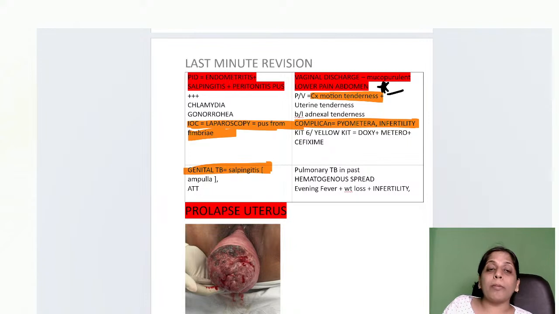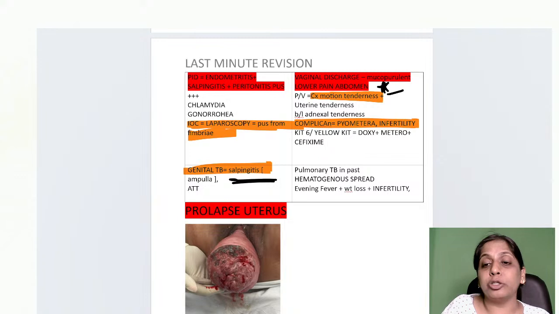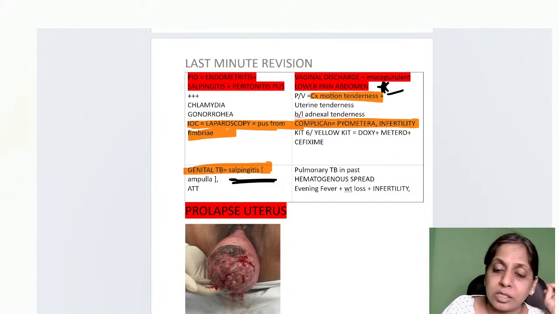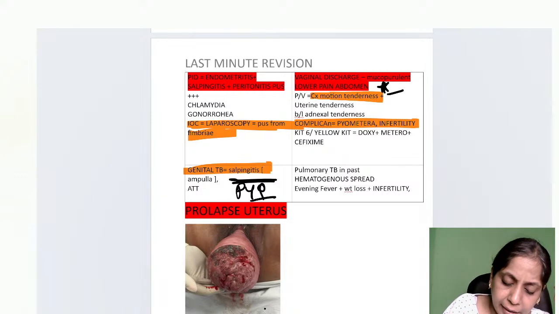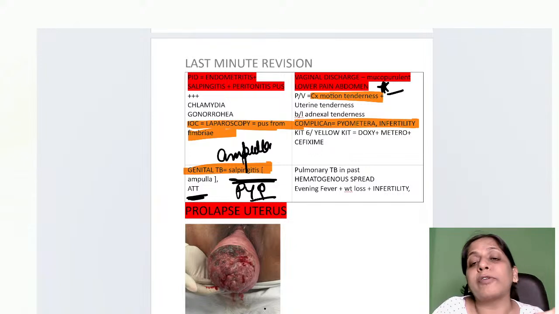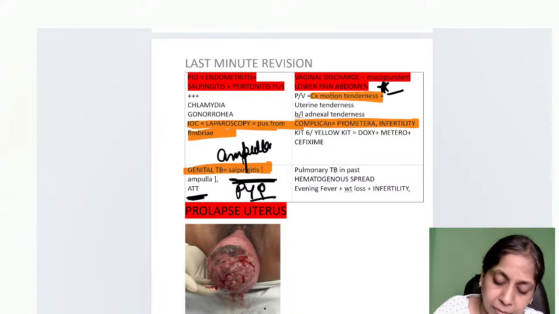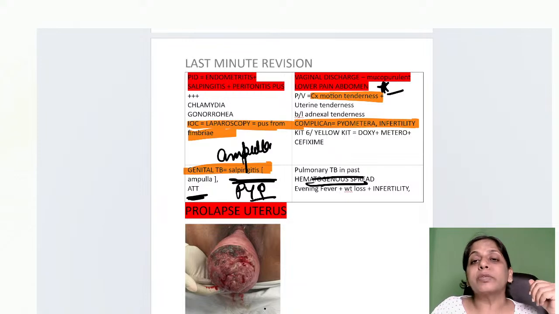Genital TB: the most common organ involved in genital TB is the fallopian tube. This is the PYQ. And here the most common site is the ampulla. The source of infection, due to which the tubes are getting infected, is pulmonary TB sometime in the past, and the spread is hematogenous.